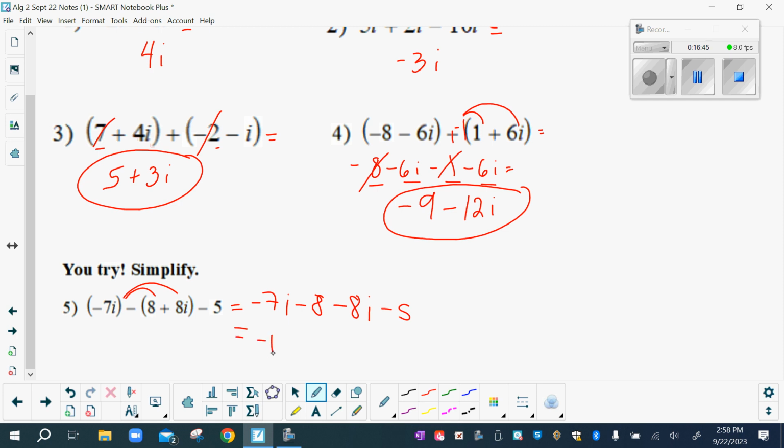We get negative 13 minus 15i. So many of you did great. I just forgot to put it in standard form. This is something new. You're just learning what that standard form is. Any questions on how I got that before I go on to the last example? We're going to do one more.